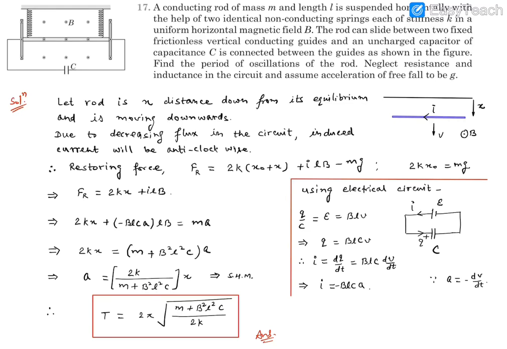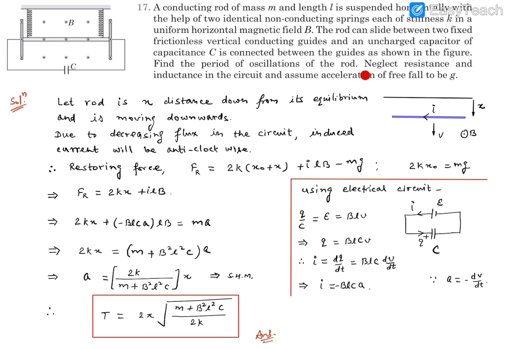Hello, here is question number 17 that reads: a conducting rod of mass m and length L is suspended horizontally with the help of two identical non-conducting springs, each of stiffness K, in the uniform horizontal magnetic field B. The rod can slide between two fixed frictionless vertical conducting guides, and an uncharged capacitor of capacitance C is connected between the guides as shown in the figure.